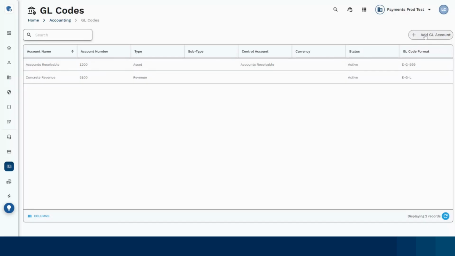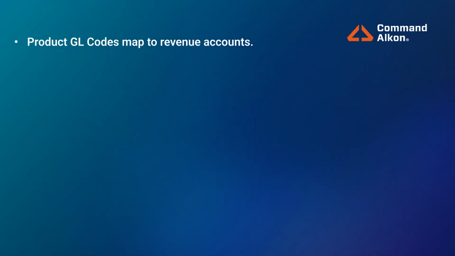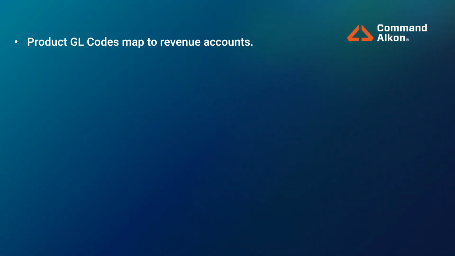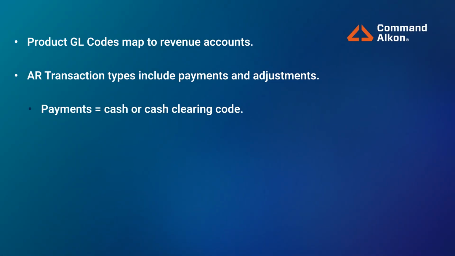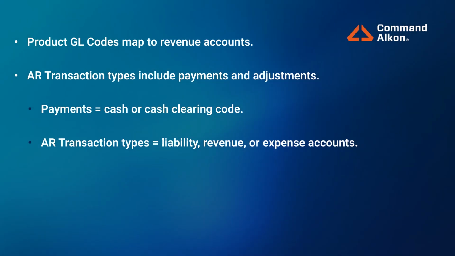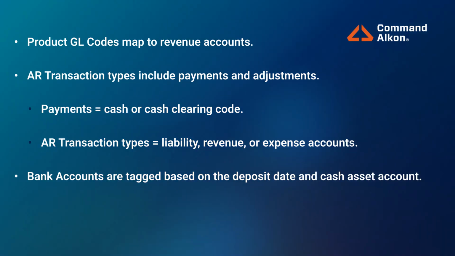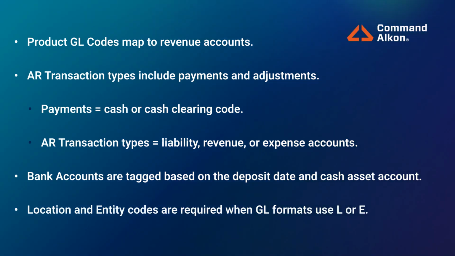You can create as many accounts as you need to ensure that your products, transaction types, and bank accounts are all set up with the correct functional accounts. GL codes can be tagged to products, transaction types, and bank accounts. Product GL codes are generally revenue accounts associated with the products being invoiced. AR transaction types include payments and adjustments. Payments have either the cash or cash clearing GL code, while AR transaction types are typically liability, revenue, or expense accounts. Bank accounts are tagged when the deposit date matches the cash asset account record, and location and entity codes are needed if GL code formats use L or E options.